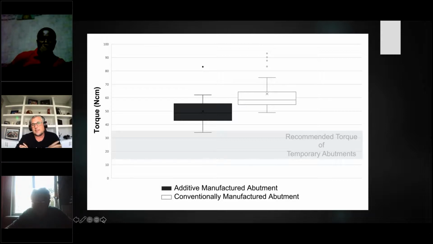The AM was lower than the CM, and the reason why is that where the receptacle fit with the wrench, we had slippage. So we actually had a geometric flaw in the design of our abutment. Even though this is data, it's not truly accurate data, and we'll have to go back and revisit this.